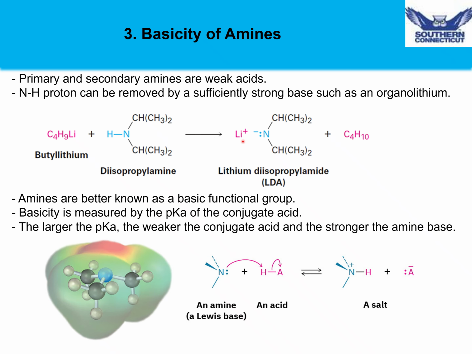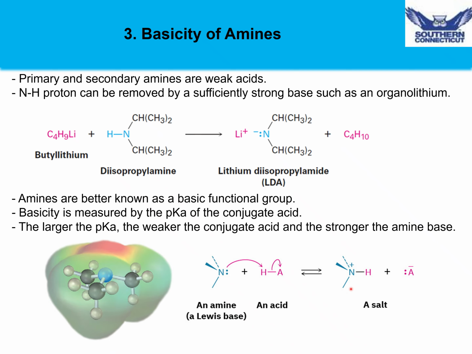Amines are better known as a basic functional group, and so they react with several acids. Their basicity is typically measured by the pKa of the conjugate acid that forms from a reaction with an acid. The larger the pKa of the conjugate acid, the weaker the conjugate acid is, and the stronger the amine base will be. Here's a general example of an amine reacting with an acid, forming an ammonium salt, which would be the conjugate acid.